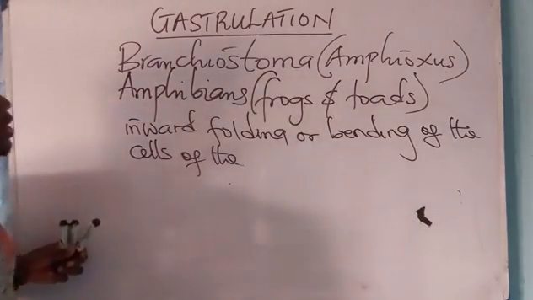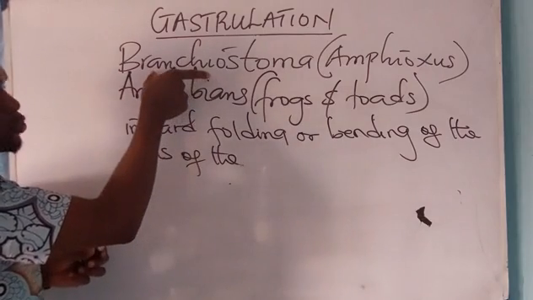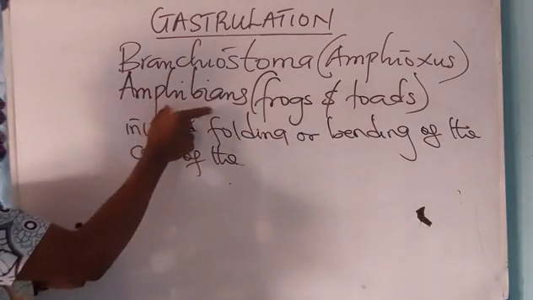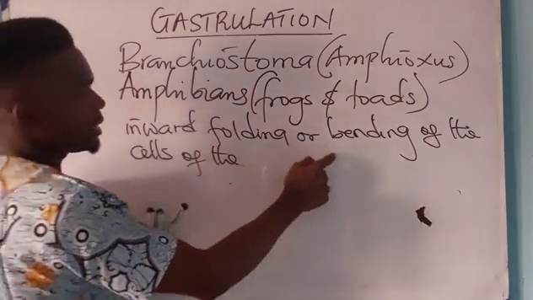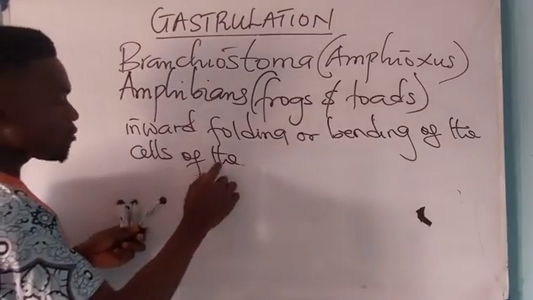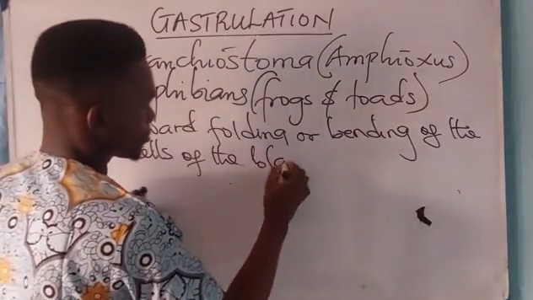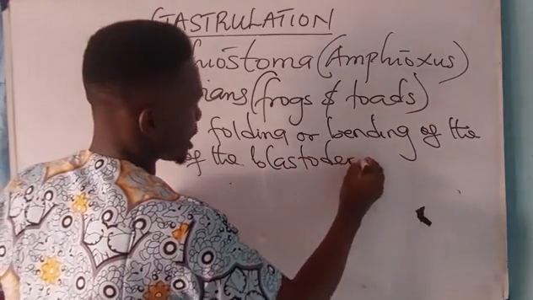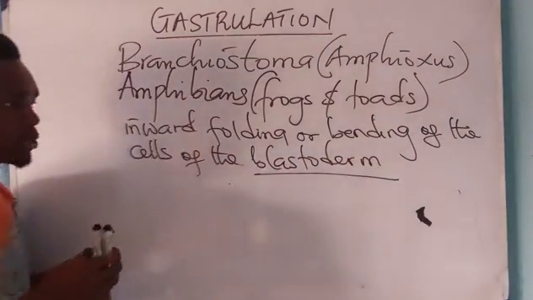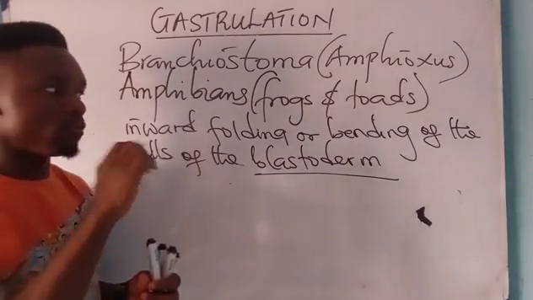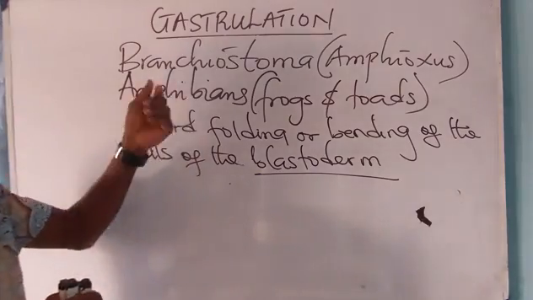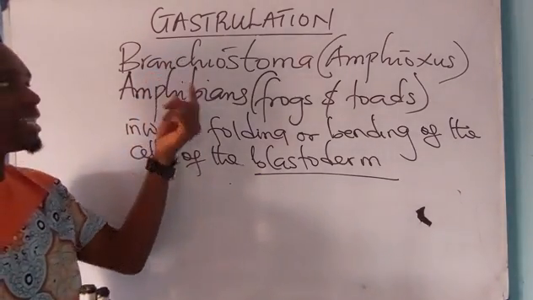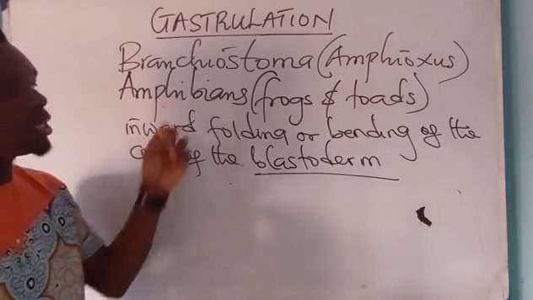All right. Gastrulation in branchiostoma and amphibians is actually the inward folding or bending of the cells of the blastoderm. Yeah, let me use this word, blastoderm. I don't want to use the word vegetal pole, because vegetal pole is peculiar to just the branchiostoma and never the amphibians.